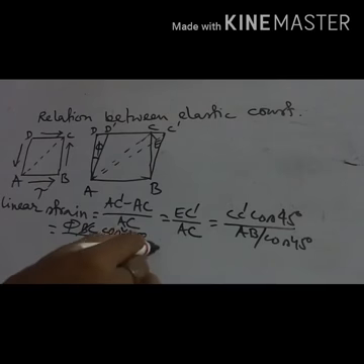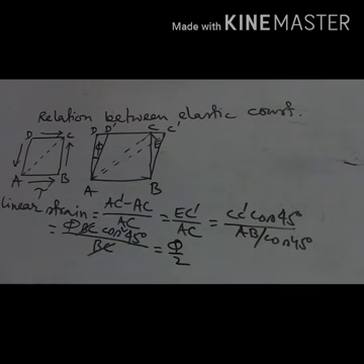So epsilon is equal to phi by 2, and you may write epsilon is equal to tau by 2G. That is one important formula. Another formula is the relation between G, nu and E.